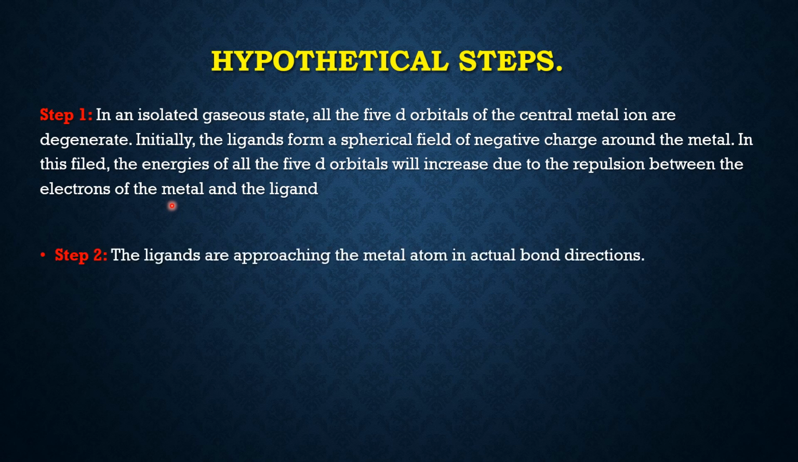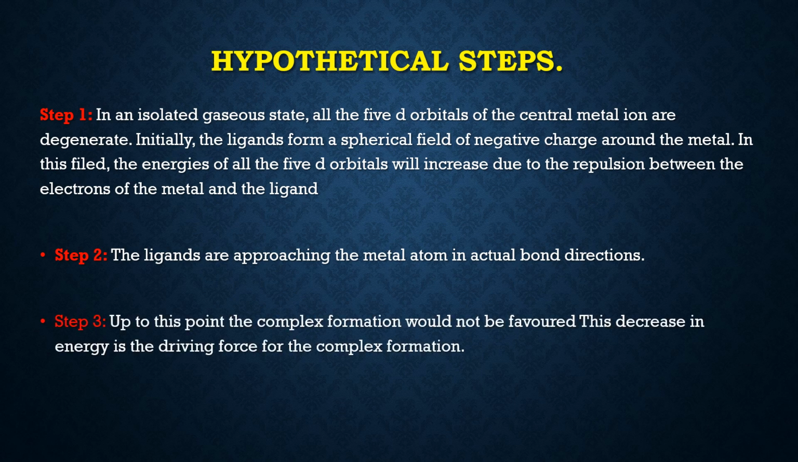Step 2. The ligand approaches the metal along the actual bond direction. The actual bond direction is nothing but, as I said earlier in the CBBT also, the head to head collision, or head to head bond formation. The ligand donating its electron pair is a head-on collision, hitting directly head to head. That is called the actual bond direction.